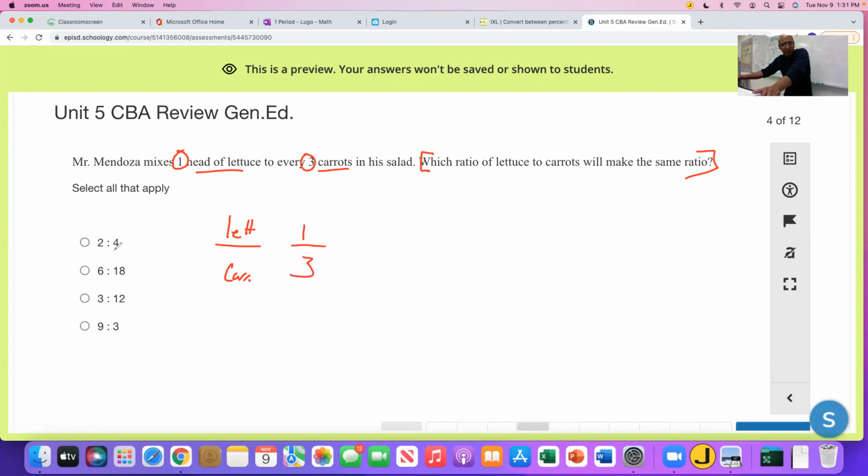So we have to see which of these ratios. Is it 2/4? Is it 6/18? Is it 3/12? Is it 9/3? Is also equivalent to 1/3. And it says select all that apply, but only one of them is correct. So which of those is the same? Ladies and gentlemen, there's 2 ways of doing it. You can either use cross multiplication or use scale factors between those 2 fractions. Try it on your own. See how well you do there.